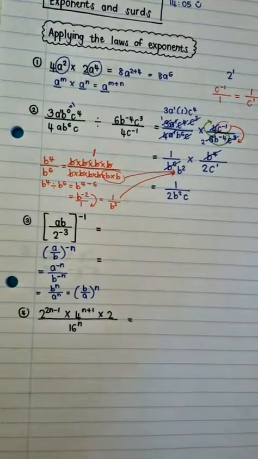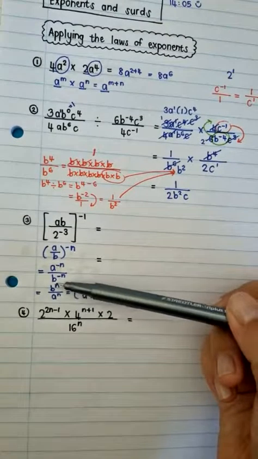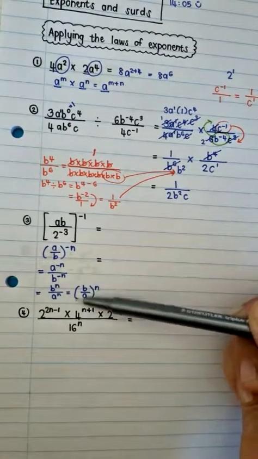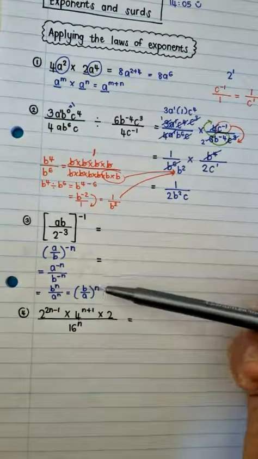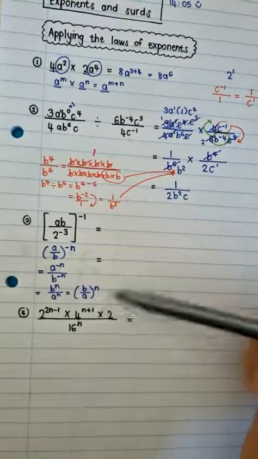Just see if that makes sense to you. You have b to the n and a to the n. They have the same exponent. So what you can do is you can write just b over a and then raise that to the power of n, that same exponent. I don't know if you guys all knew that you could do this.